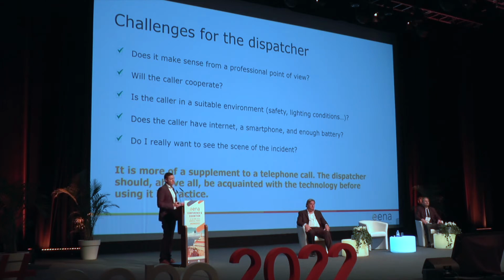Is the caller in a suitable environment? Will it be safe for him? Because it's our responsibility, if we are starting the video, that the caller is safe. There should be enough good lighting conditions and so on. Another important technical question is, does he have a smartphone? Will he have internet, and does he have enough battery? If he used the mobile app at the beginning for emergency calling, we know all this information as an initial part of the call. But if you are calling the standard way, sometimes we don't have these data.